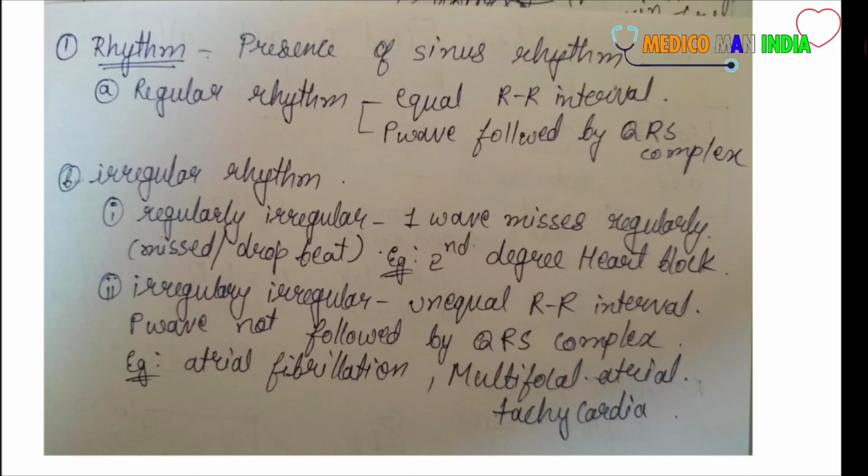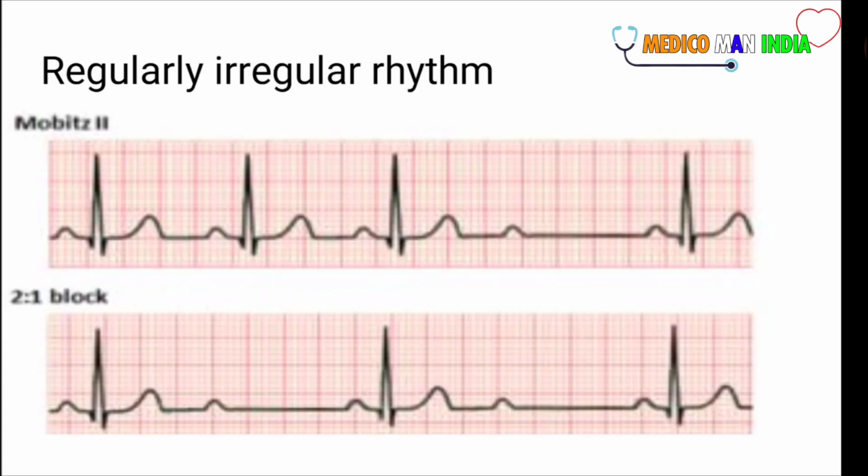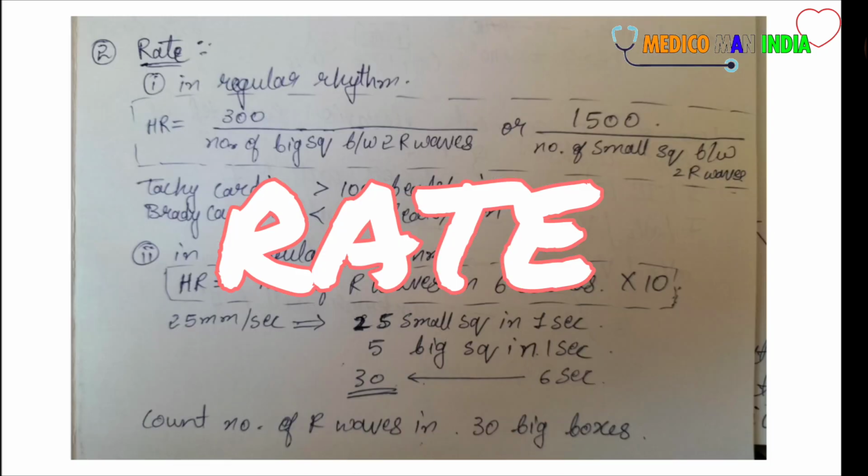Rhythm is divided into regular rhythm and irregular rhythm. In irregular rhythm, regularly irregular and irregularly irregular. This is regular rhythm, regularly irregular and irregularly irregular rhythm. Now coming to the rate. Rate is nothing but heart rate.